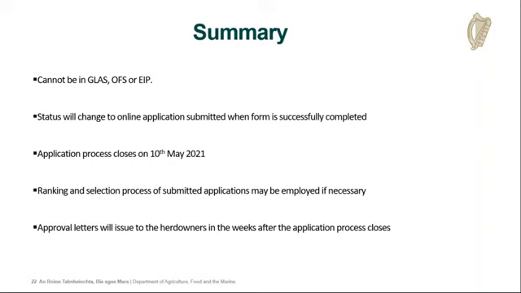The application process closes on the 10th of May 2021. So that's just about 3 weeks from today, or 2.5 weeks from today. The ranking and selection process, as I said, may be employed if necessary. And once all that's done, approval letters will issue to the herd owners who have been approved into the scheme in the weeks after the application process closes. So they should get a letter hopefully before the end of May.